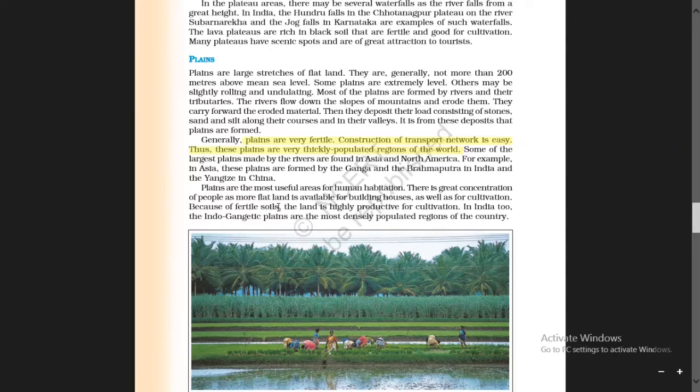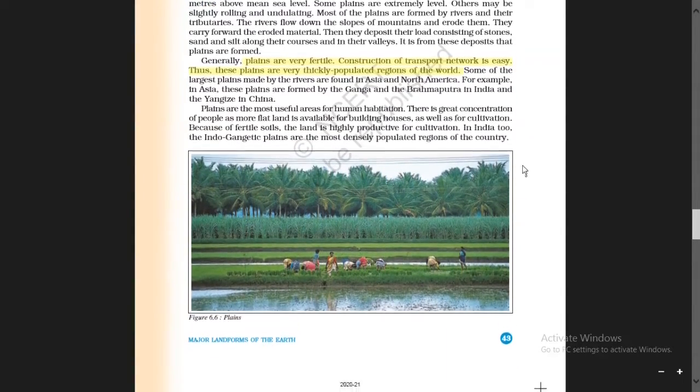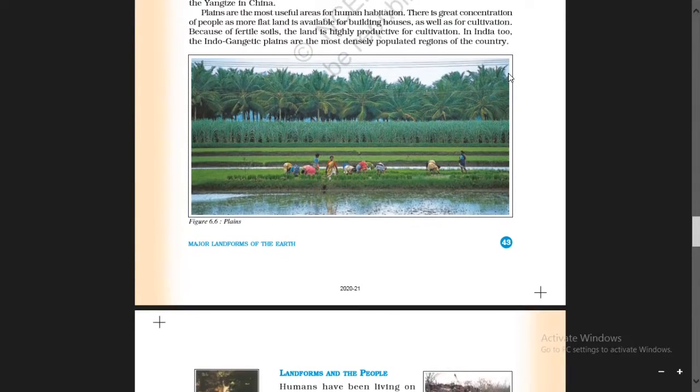Because of fertile soils, the land is highly productive for cultivation. As soil is very fertile, so it can give us good harvest. In India too, the Indo-Gangetic plains are the most densely populated regions of the country. Remember, in our country, India, the Indo-Gangetic plains are the most densely populated regions.